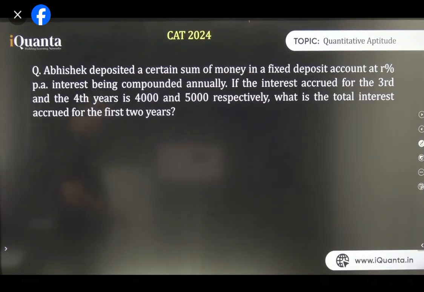Deposited a certain sum of money in a fixed deposit account at R% per annum, with interest being compounded annually. If the interest accrued for the third and fourth years is 4,000 and 5,000 respectively, what is the total interest accrued for the first 2 years?